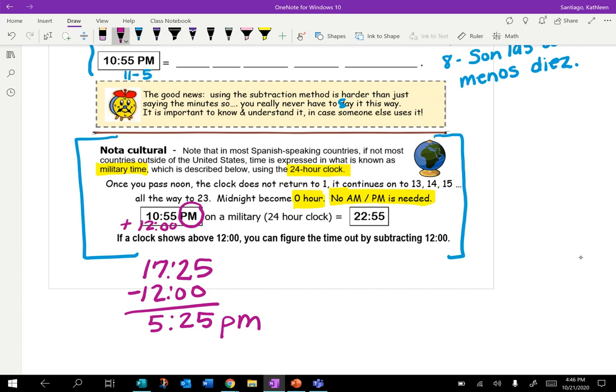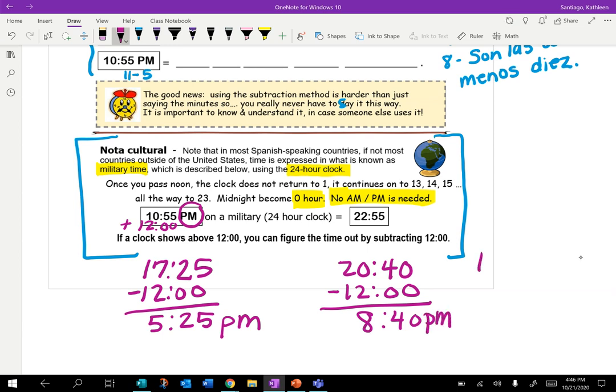Let's do another one. If the hour is 20:40, to figure out what that would be for me, I'm going to subtract 12 hours from the military clock. I'm going to keep the 40 minutes. 20 minus 12 is 8, so it's 8:40 p.m. Anything above 12 and above is military time, 13, 14. Just subtract a 12. And then you will get your regular PM time.